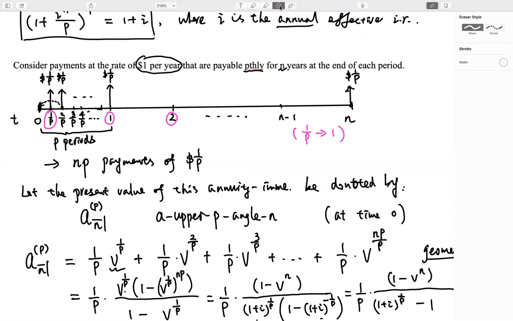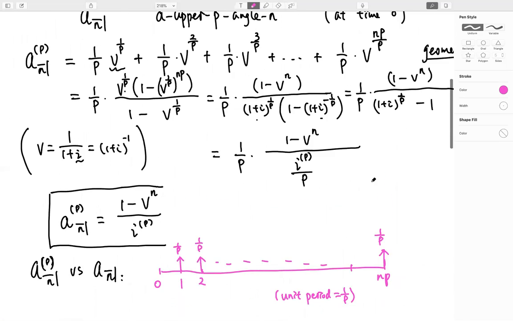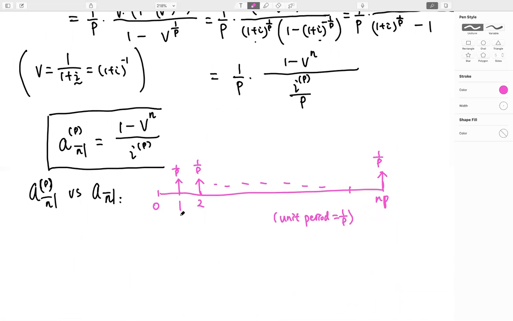So let me erase this. Right, in this black graph, unit period is 1 year. So 1 refers to 1 year. But in this new graph, 1 does not refer to 1 year. 1 refers to 1 over p amount of time. Right. So I changed the time unit. Then this is a standard level annuity, right? So this is a level annuity.